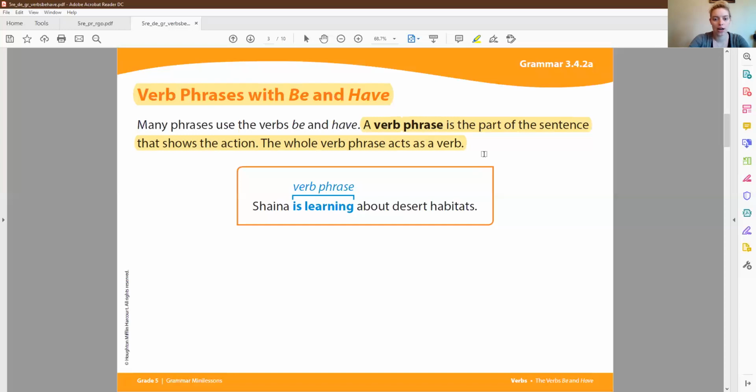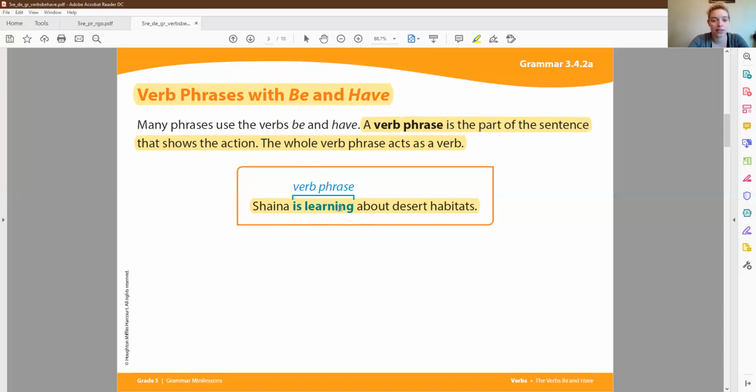Okay, so let's look at our example sentence, and you're going to want to write this down as well. Shania is learning about desert habitats. When we look at that example sentence, we can find the verb is learning, but is is part of that verb phrase. If I just took out is, it would not make sense in the sentence. I would say Shania learning about desert habitats, and that's not a complete thought. So that is, which is that form of be, and learning go together to show your verb in that sentence.